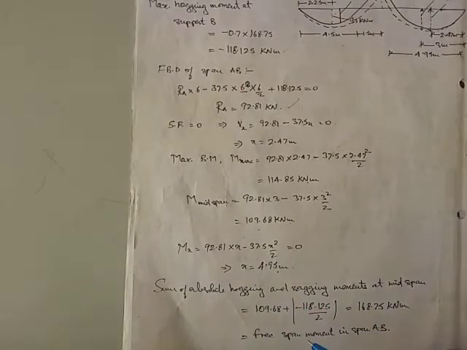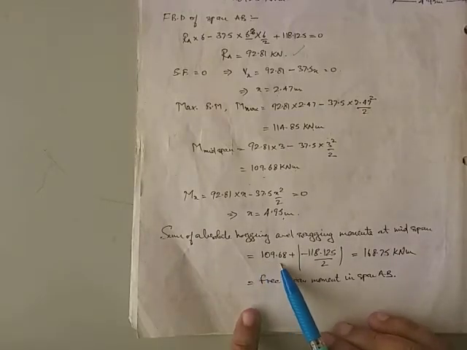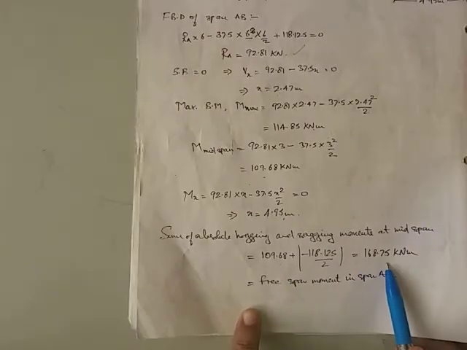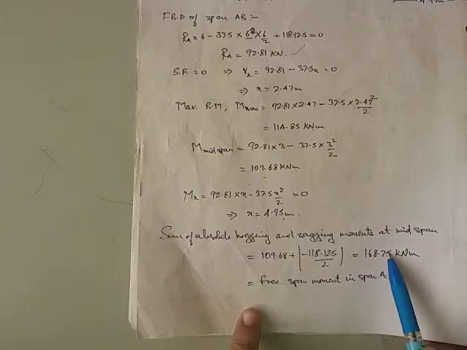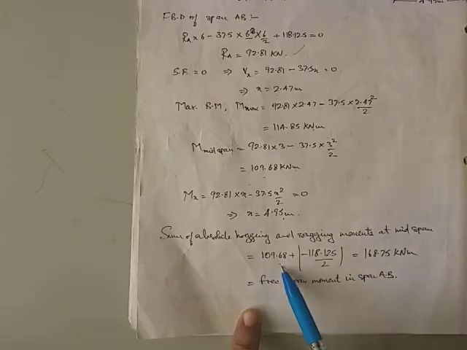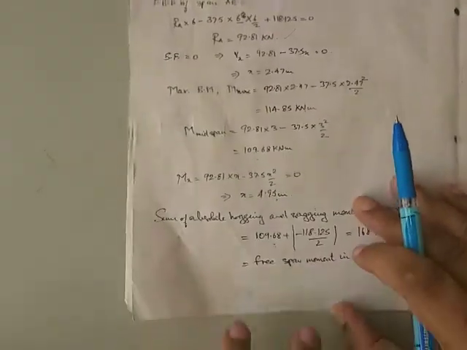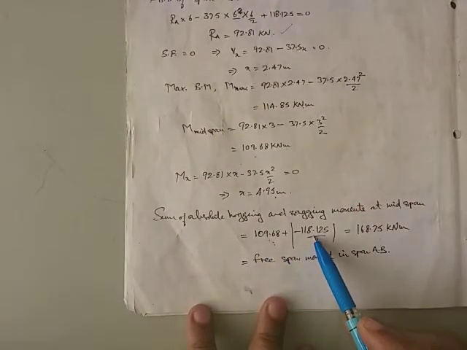When you do the check for the same, it says 109.68, the sagging moment, plus the hogging moment, again half of it. So this gives me again 168.75. That means 168.75, which is the whole absolute moment in a simply supported beam, has been rearranged after redistribution of moments by 30%. So now these moments are 109.68 and 118.125.